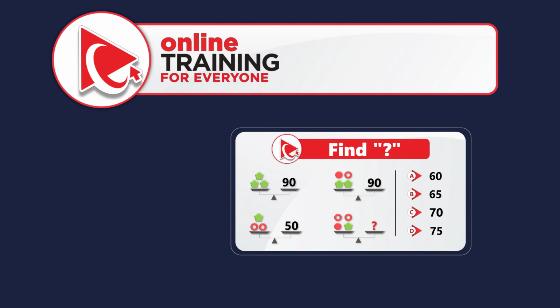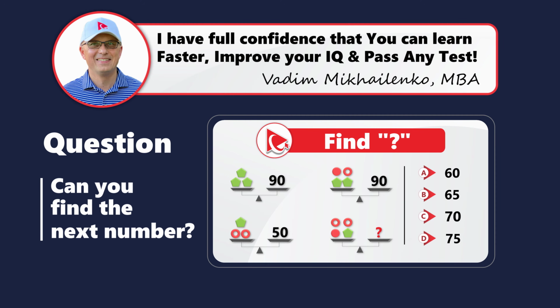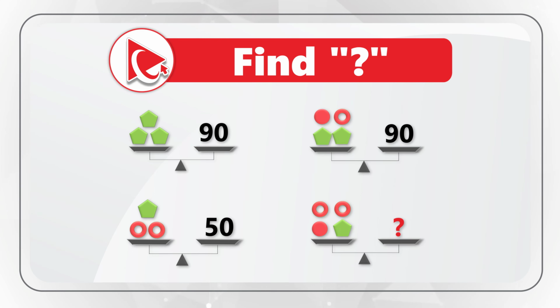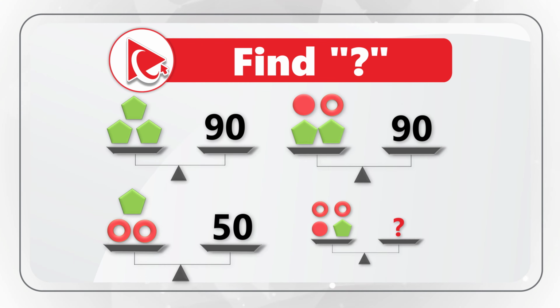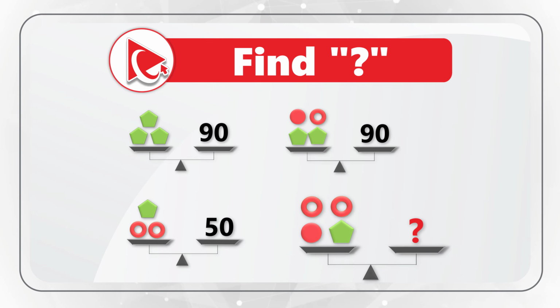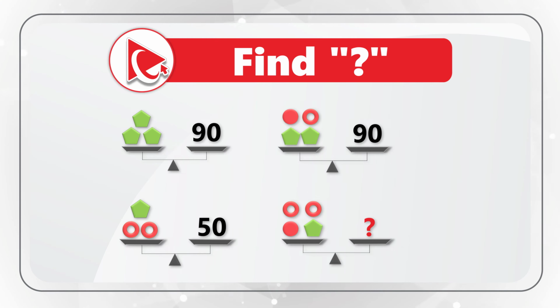And now I have something that maybe you were not expecting. Here's the practice question for you. You need to find the missing number, and you're presented with 4 scales. 3 scales have items on the left side and the number on the right side to make them equal. And the 4th scale only has items on the left and the missing number on the right in the form of question mark. You need to calculate the question mark out of 4 different choices.